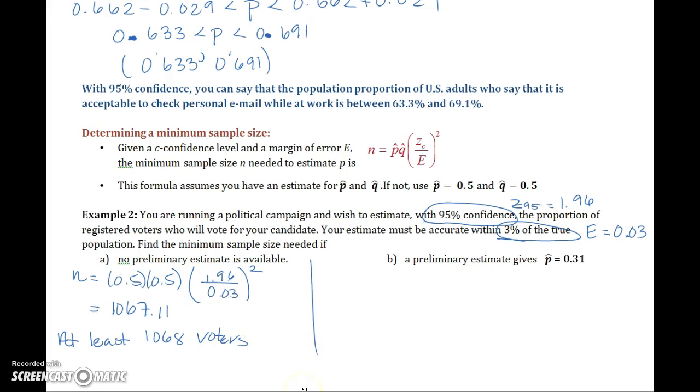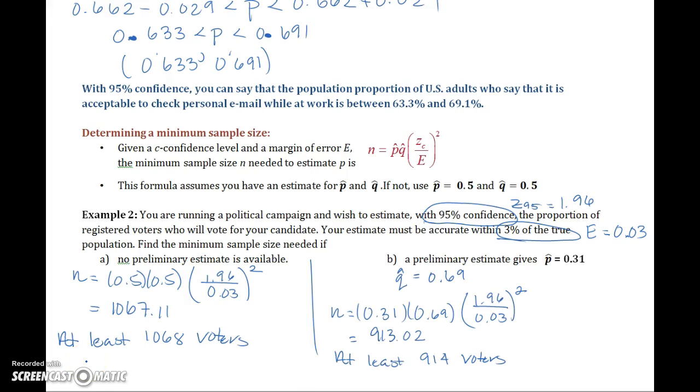You can go ahead, press pause, do that, and then I'll show you my work. Alright, so I did my work and I got 913.02, so we're always going to round up. I know it's really, really close to 913, but always round up. So you need at least 914 voters.